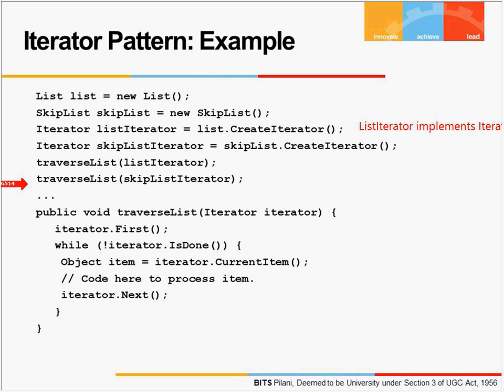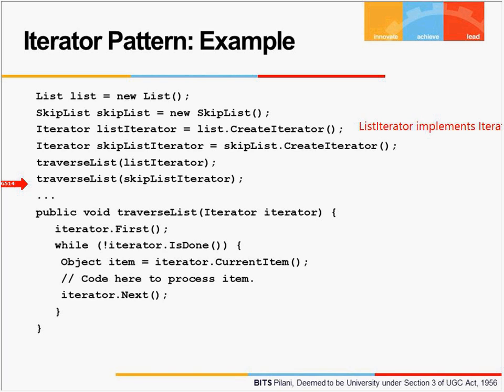Suppose my list iterator goes through the list one by one, and the skip list iterator goes through the list by skipping one element. So you iterate through 1, 3, 5, 7, and so on. In the skip list iterator implementation, whenever you call iterator.next, it will skip elements and return 1, then 3, then 5, then 7.